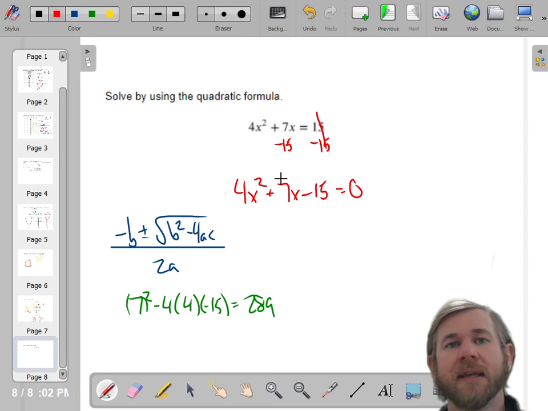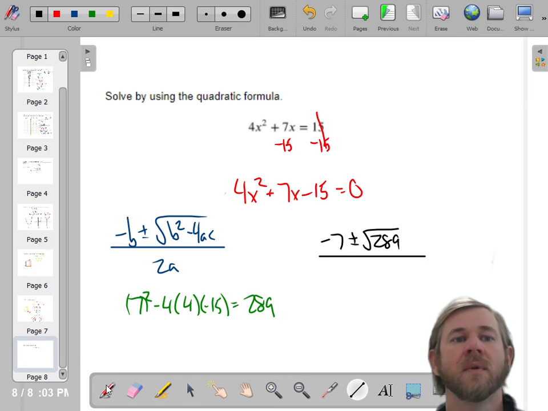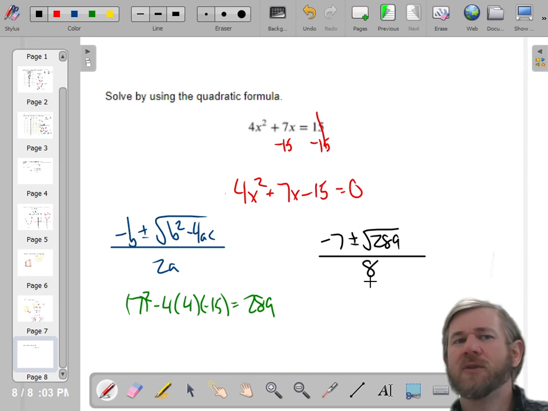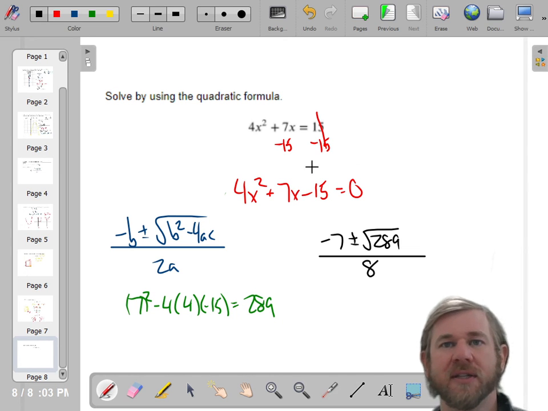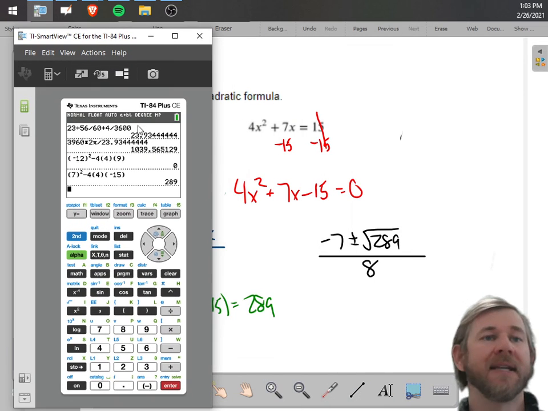The opposite of b, the opposite of 7 is negative 7 plus or minus the square root of. I just did that part. It's 289 over 2a. 2a, 2 times 4 is 8. And you probably want to do that part in your head because if you don't, it's easy to mess up the order of operations. But now I'm going to type this whole thing in on my calculator. I just have to do it twice.